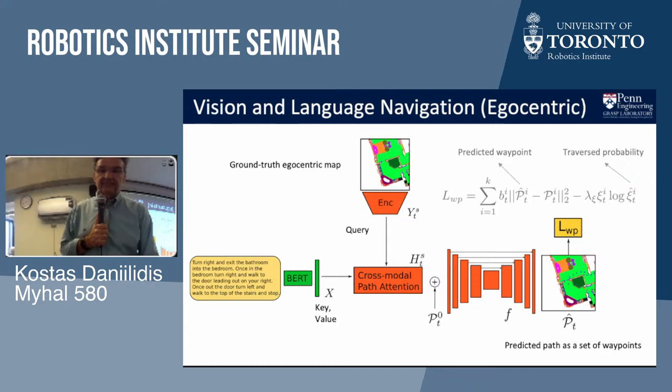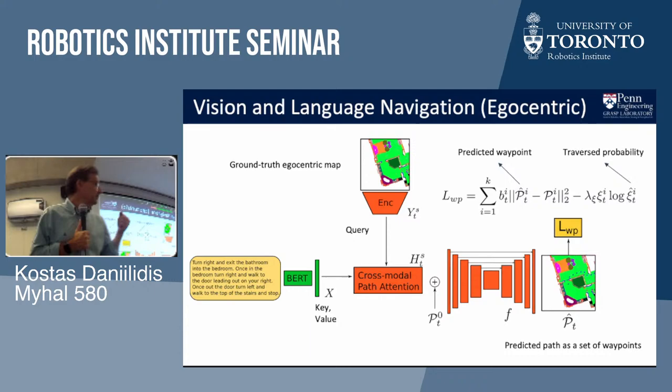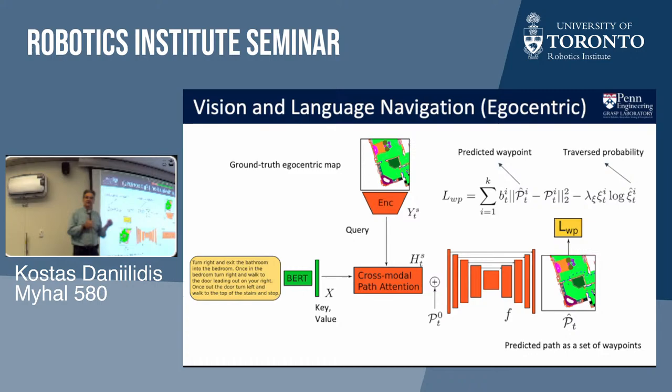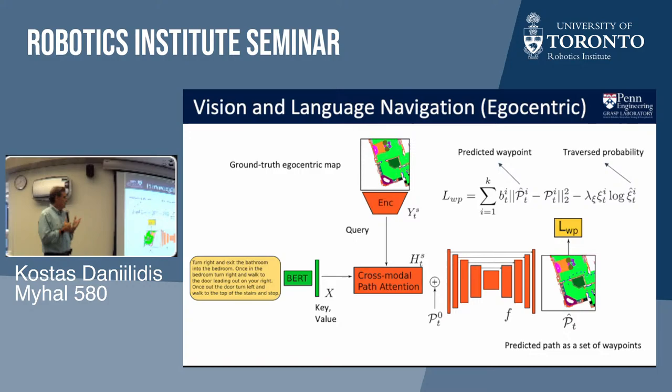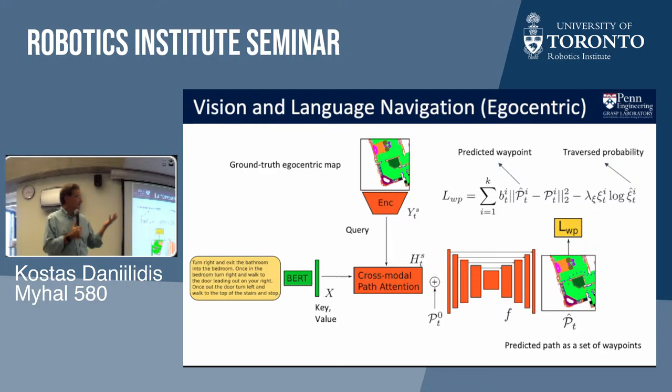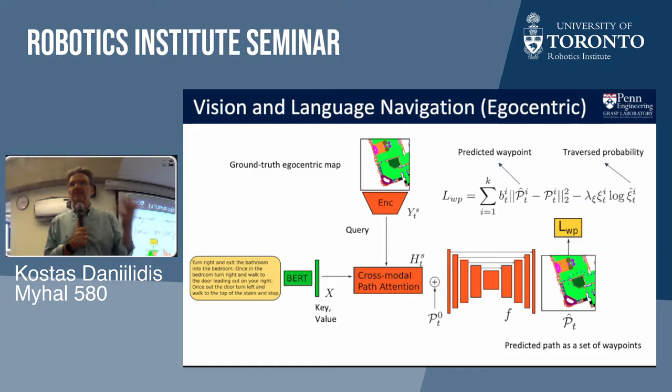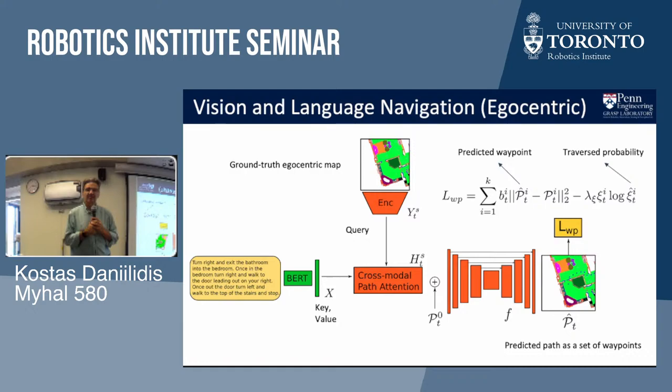Then, instead of doing only the prediction of the map, we can also predict a path of 10 waypoints that would really reflect the instruction. And the reason for this, and this is us and two or three other works, really differentiates us from the rest of the literature, where the prediction is not the action, but the prediction is really a whole path that reflects the environment and the instruction.